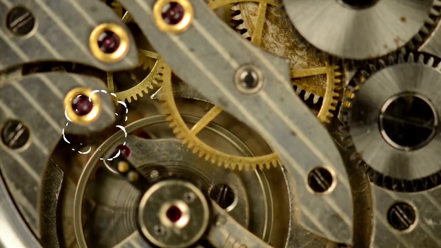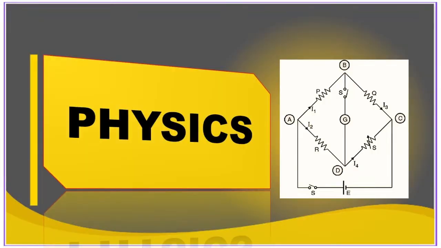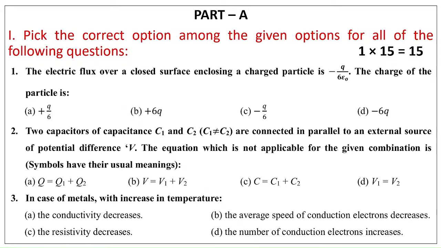Let's start with MCQ. Part A. Pick the correct option among the given options for all questions. Each carries 1 mark. Let's start. 1. The electric flux over a closed surface enclosing a charged particle is minus q by 6 epsilon naught. The charge of the particle is. Answer is option C. Minus q by 6.